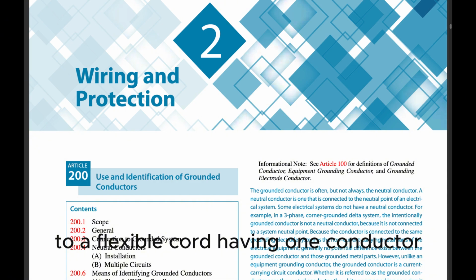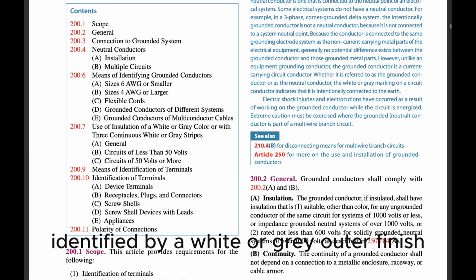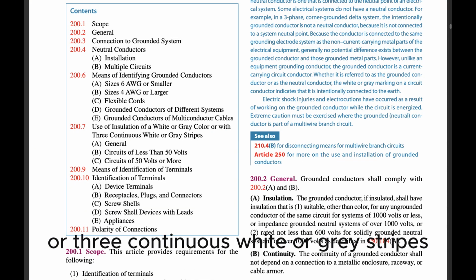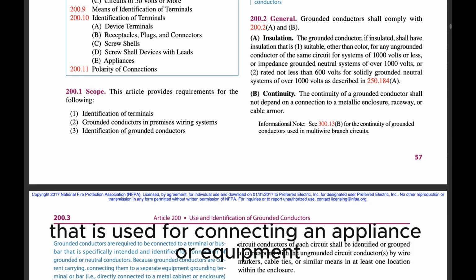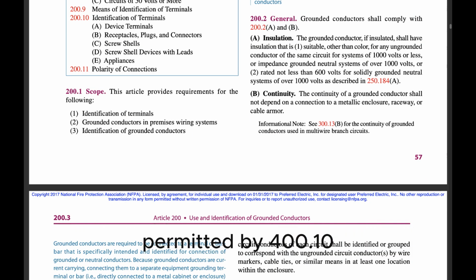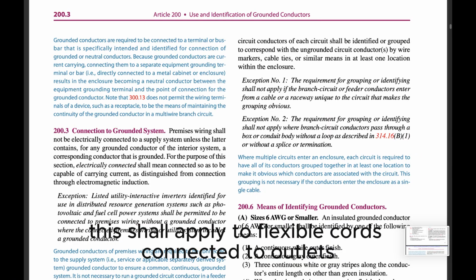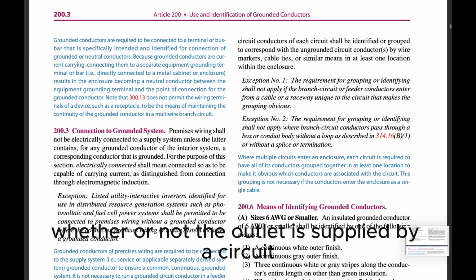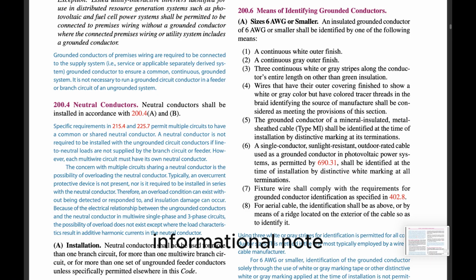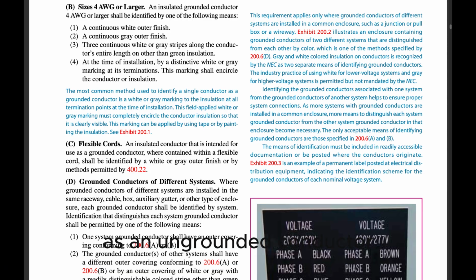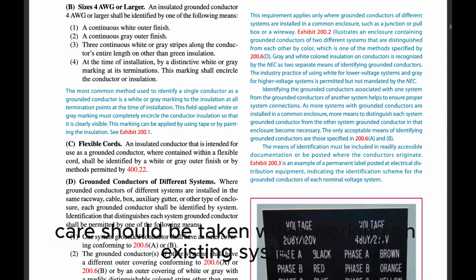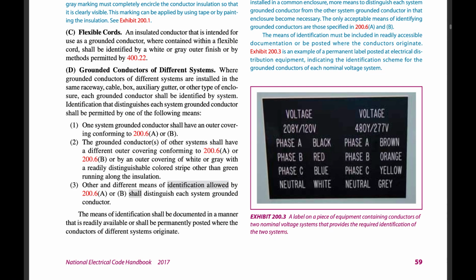2. A flexible cord having 1 conductor identified by a white or gray outer finish or 3 continuous white or gray stripes, or by any other means permitted by 400.22, that is used for connecting an appliance or equipment permitted by 400.10. This shall apply to flexible cords connected to outlets whether or not the outlet is supplied by a circuit that has a grounded conductor. Informational note: the color gray may have been used in the past as an ungrounded conductor. Care should be taken when working on existing systems.